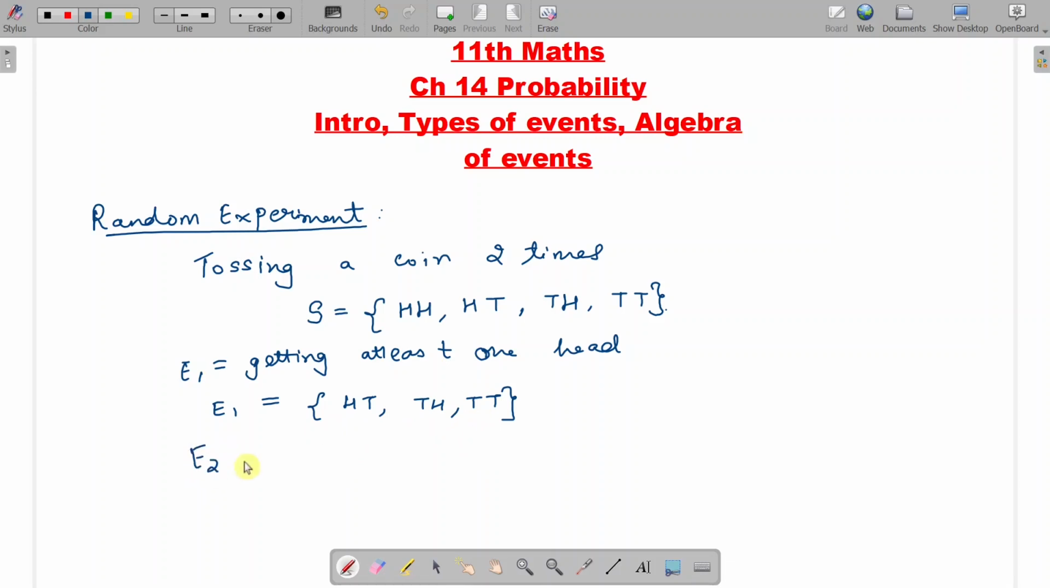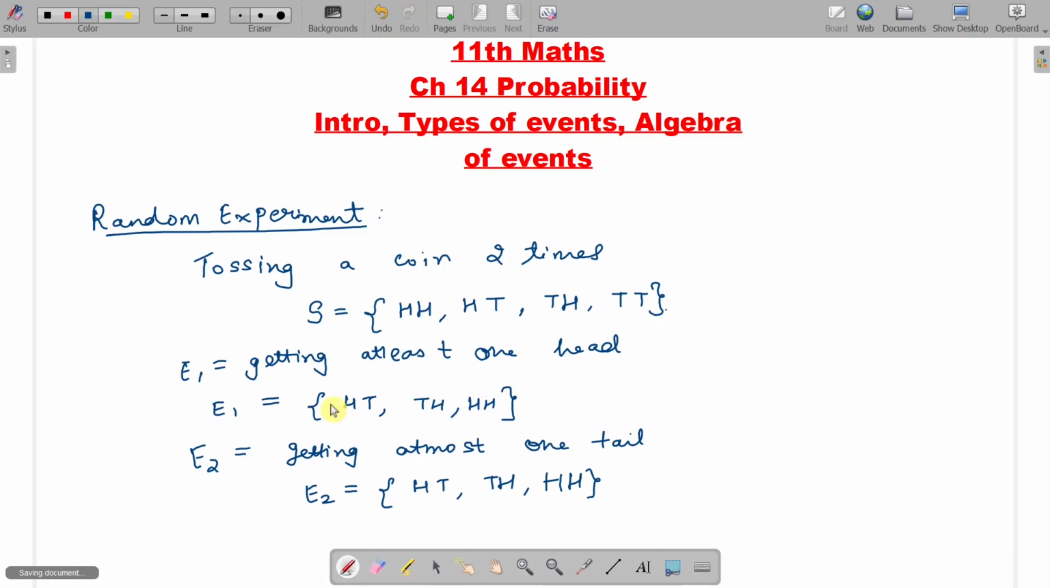Like this, if you take E2 equal to getting at most one tail, that will be what, E2 equal to HT or TH or HH. At most one means either 0 or 1 number of tails you can get. So this is E2. Like this, we know the events are nothing but subsets of the sample space.